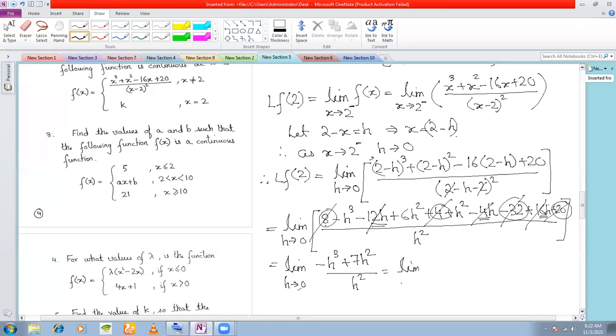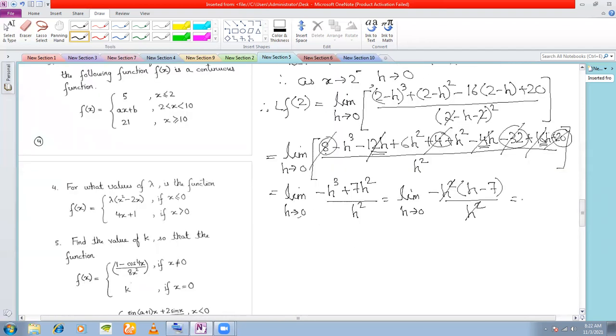So you get the limit h tends to 0. Now what you can do is take minus h square common to get h minus 7, divided by h square. Here this h square and this h square are going to cancel. You'll get the limit h tends to 0 of 7 minus h. Now you can put h equal to 0 to get the value of the limit as 7.